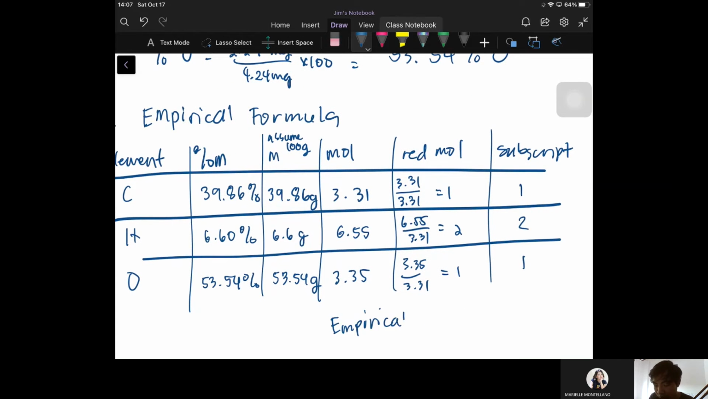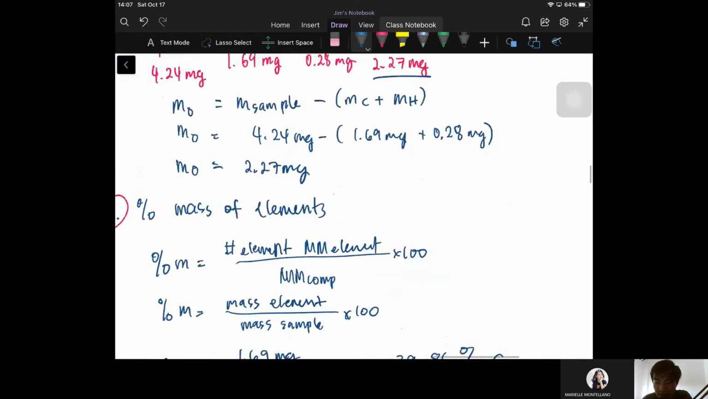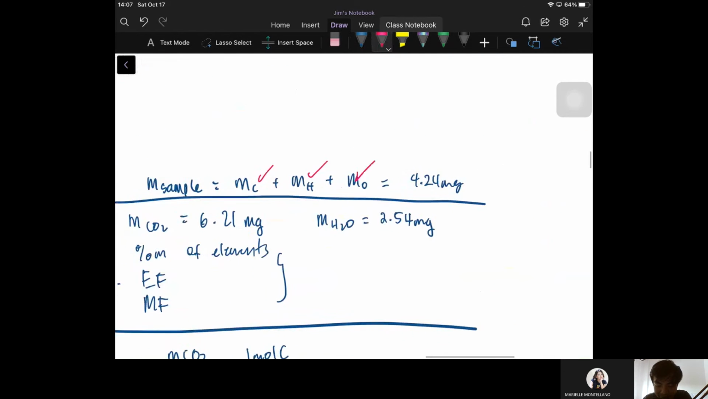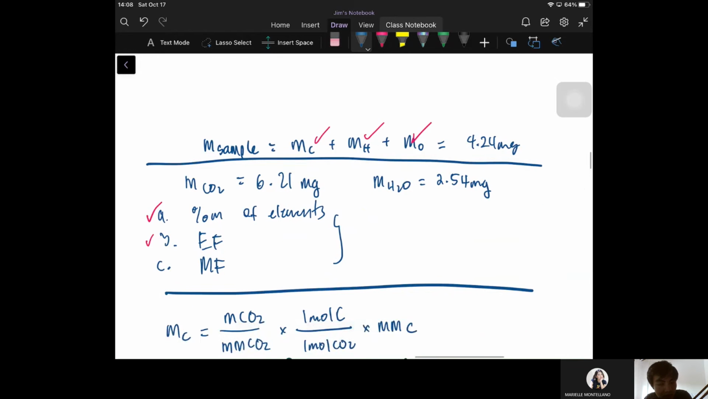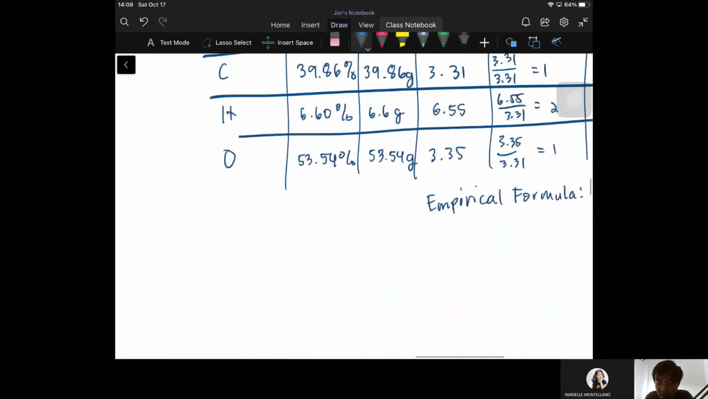So our empirical formula is C1H2O1. Hindi na pala sasama yung 1. So that would be CH2O. So yan yung ating empirical formula. Okay, so ganun lang. So yan ang empirical formula. Na-solve na natin. Check na natin dito. Next one, molecular formula. Sabi natin, to get the molecular formula, ano gagawin? Identify the multiplier.